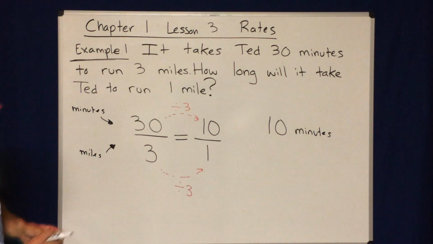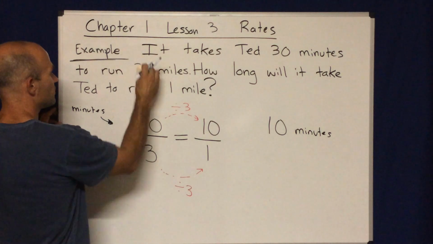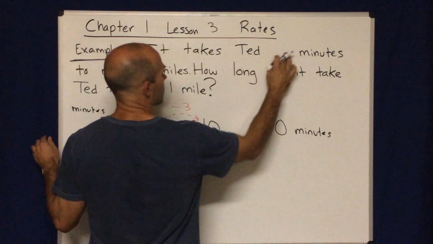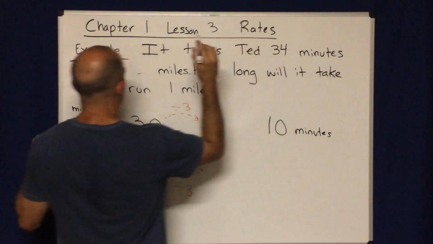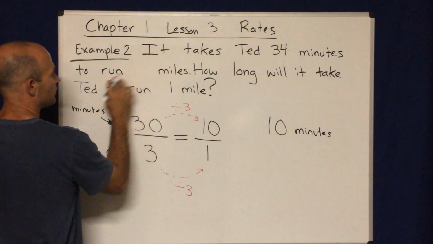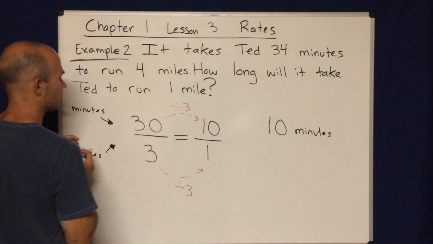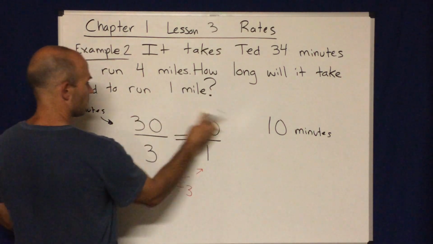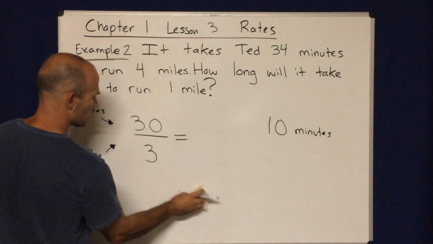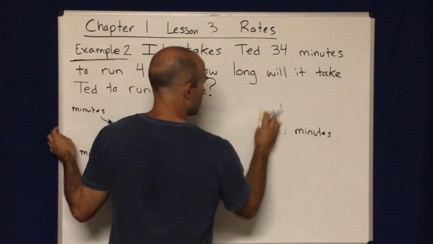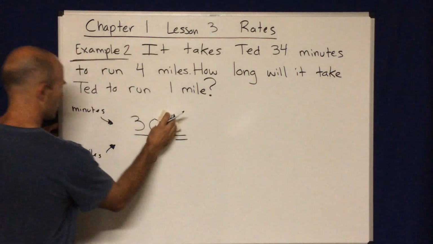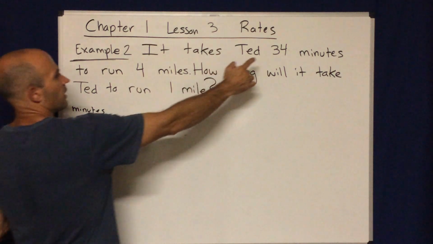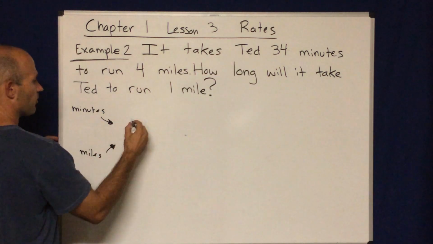The second example I'll keep more or less the same, except I'll change the numbers I'm working with. So instead of 30 minutes, I'm going to put 34 minutes. And instead of 3 miles, I'm going to put 4 miles. And the question will be the same. How long will it take Ted to run 1 mile? Okay, so let's go ahead and set it up. So now, for every 34 minutes, I have 4 miles.